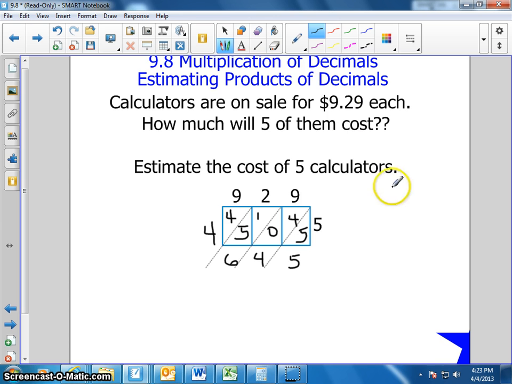So how do we know where to put the decimal point? Well, this one's kind of easy, and we know it's money, so we know we have to have some change, right? So we put the decimal point right here, and we get $46.45. Okay, so we get $46.45. And if you think about it, if you multiplied 5 times 9, you're going to get around 45, right? So this answer makes sense.